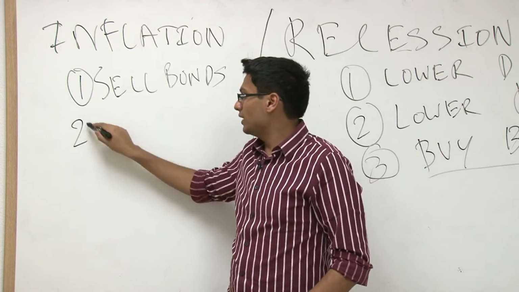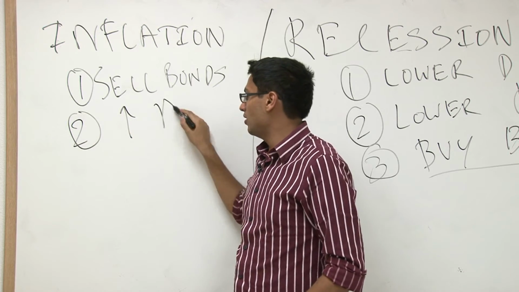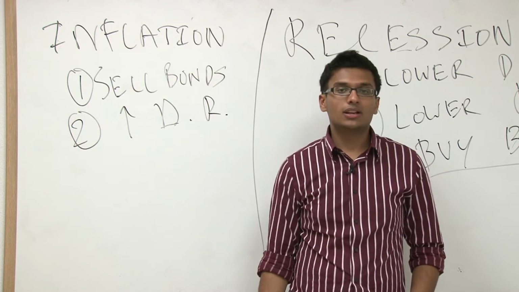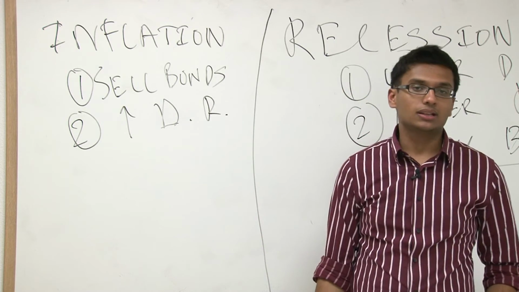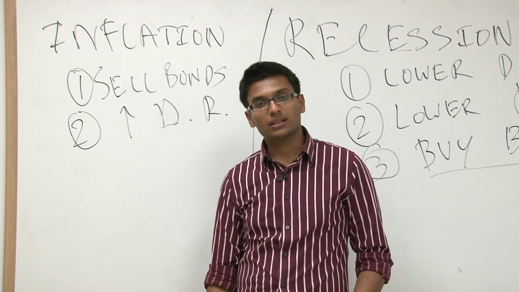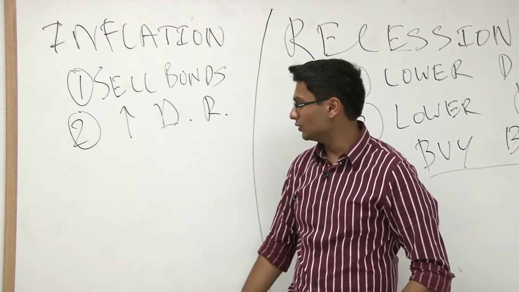Two is you increase the discount rate, increase DR. If you increase the discount rate, it's more expensive for banks to borrow money. So they're going to stop borrowing as much money. That's going to drop the excess reserves, which eventually is going to drop the money supply. Again, dropping the price level.